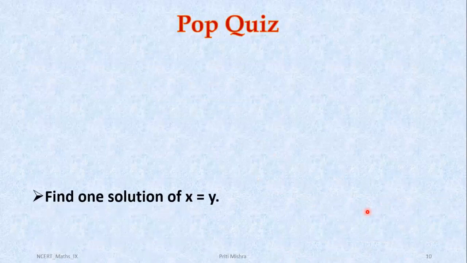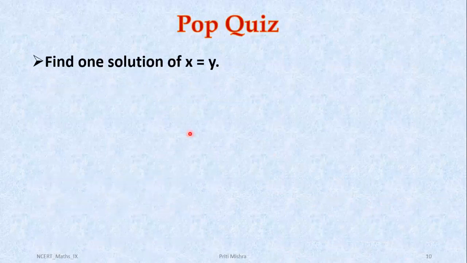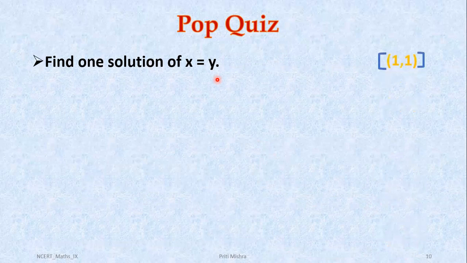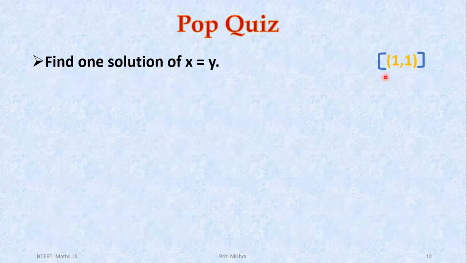Now let's have a pop quiz. First question, find one solution for x equals y. Yes, you have to solve this. So the answer will be 1, 1. Just like this, you can have many more solutions like 2, 2, 5, 5, minus 6, minus 6, right? Infinitely many solutions you can have. This is a particular solution.